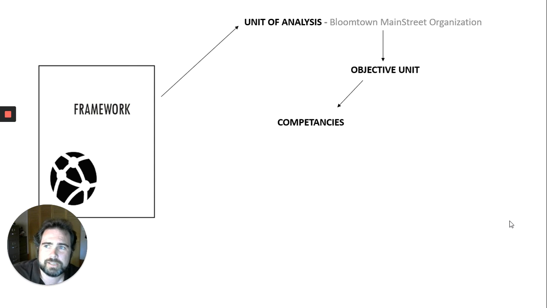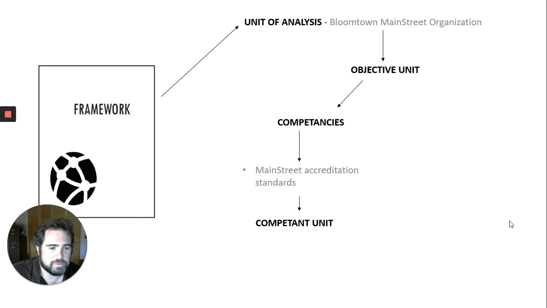First, we look at its competencies. Since there is a national Main Street accreditation standard, we can go through those standards and see whether or not the Bloomtown Main Street organization meets or exceeds them, to see whether or not it is a competent unit. After going through that process, we can determine that it is in fact a competent unit. So next we would look at the drivers.